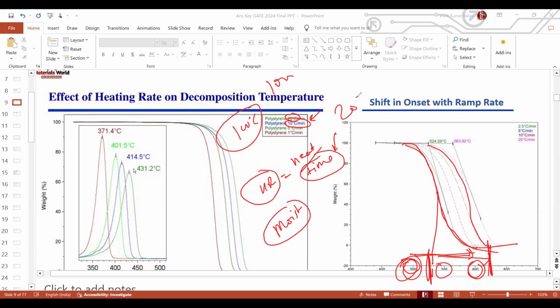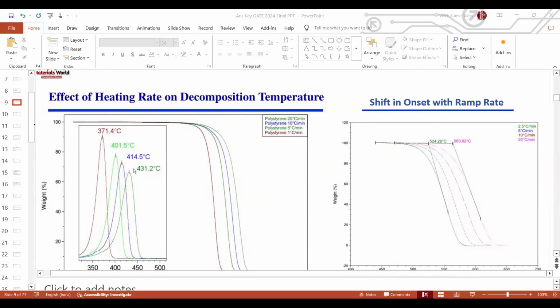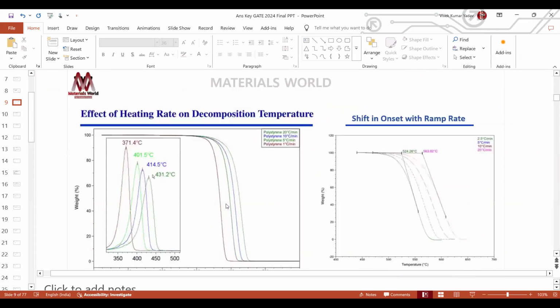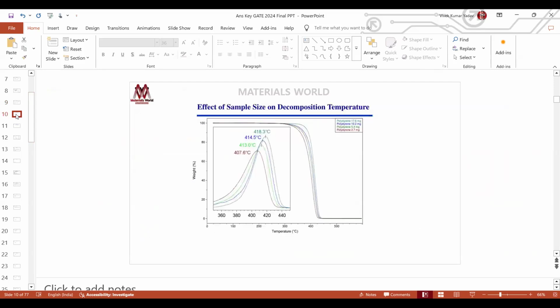If you are giving 20 degrees Celsius per minute, the temperature will be reached in 5 minutes, but it needs 10 minutes to complete that reaction, because every reaction is kinetic, right? There is kinetics involved in that, how fast the reaction happens. So that is why it keeps shifting towards the right if you keep increasing the rate, because it needs time kinetically. It's very intuitive to understand: if you increase the heating rate, it shifts to the right. That is the understanding that you need to develop.